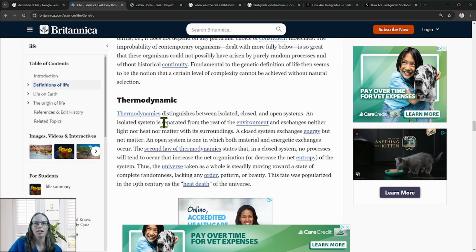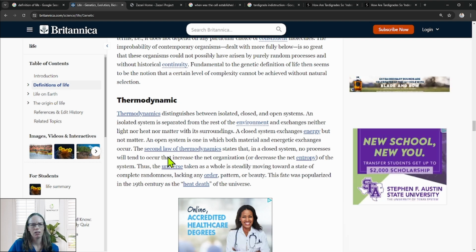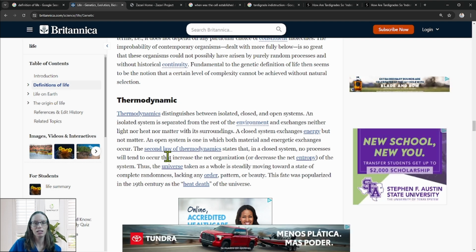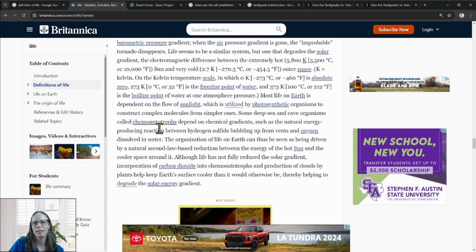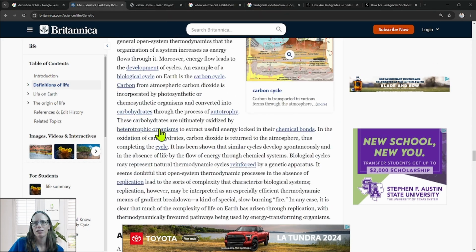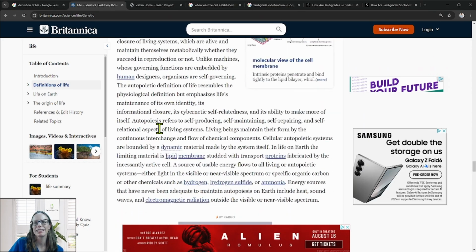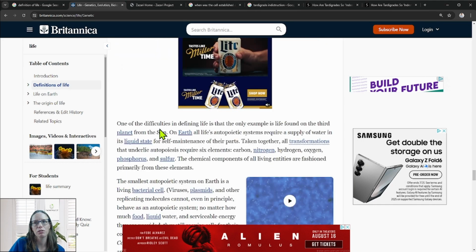A thermodynamic definition tries to explain life with physical laws, but that doesn't work very well. Although life does not disobey thermodynamic laws, those laws don't explain life either. The list goes on and on. Here they're talking about newer, more complex definitions, or actually descriptions.